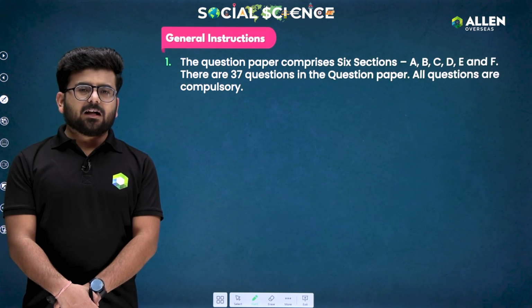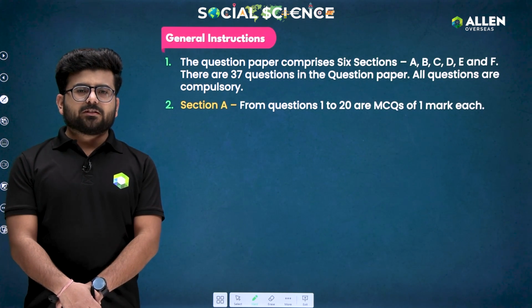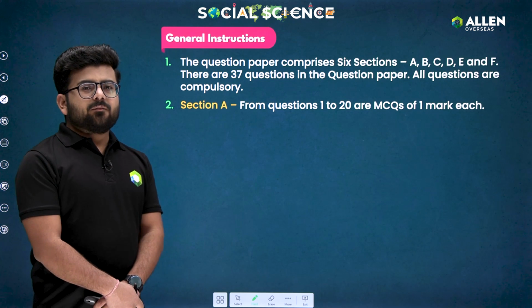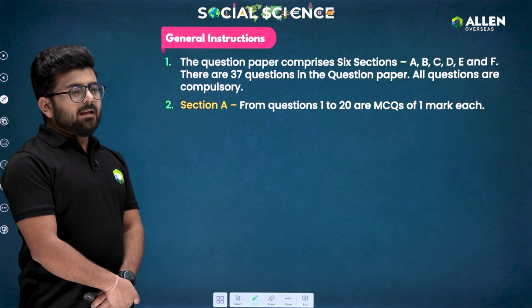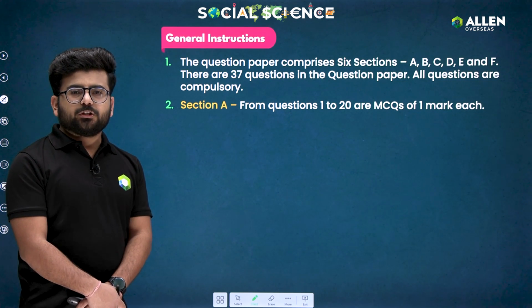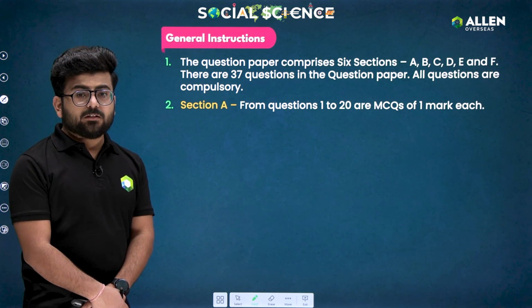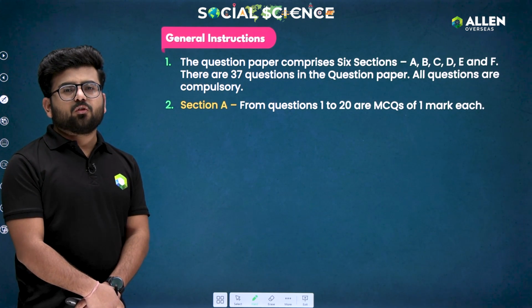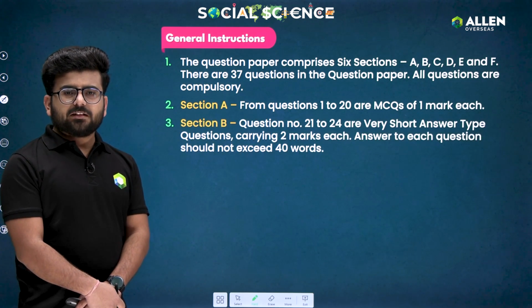So students, let's start from section A. In section A, you'll be getting 20 questions and every question is of 1 mark each. Every question will be MCQ based. It means all questions here are multiple choice and you will have to choose 1 choice among all 4.